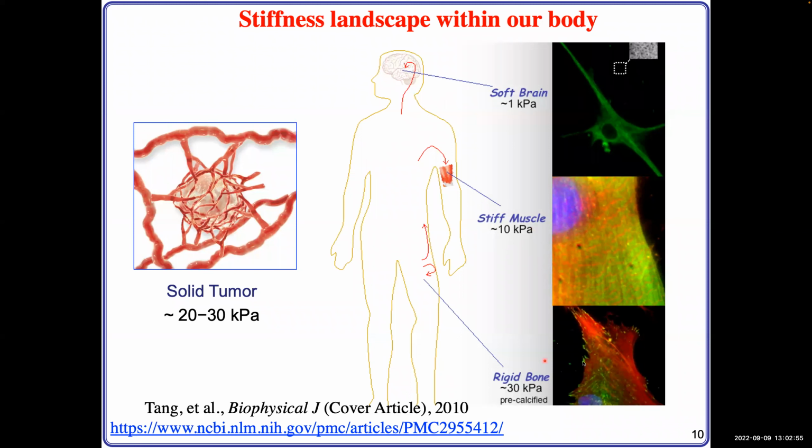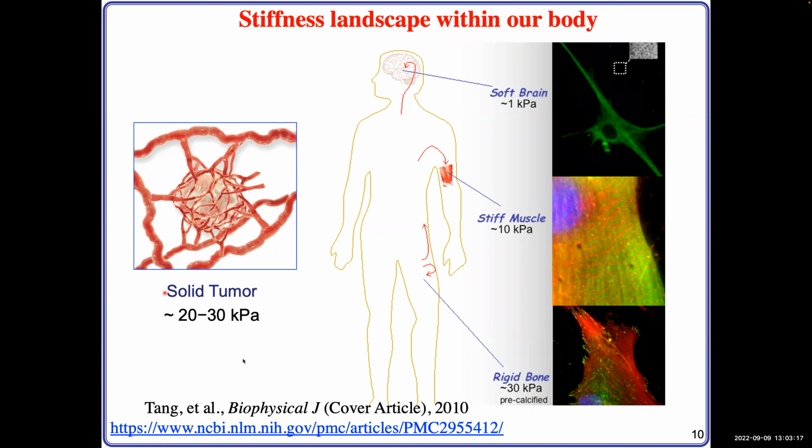10 kilopascal. Bone, this is a rigid bone. Actually, this bone is pre-calcified. It's not that rigid. You have even stiffer bones. But here, this pre-calcified bone is about 30 kilopascal. You can quickly see different parts of the body have different Young's modulus.